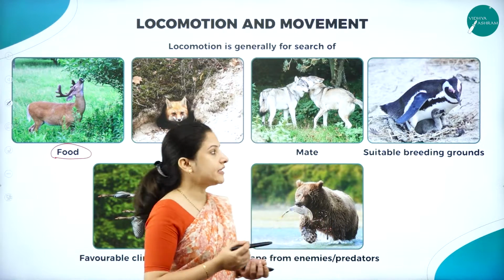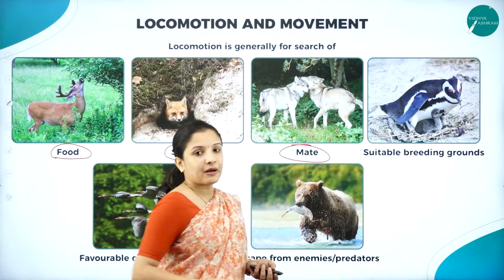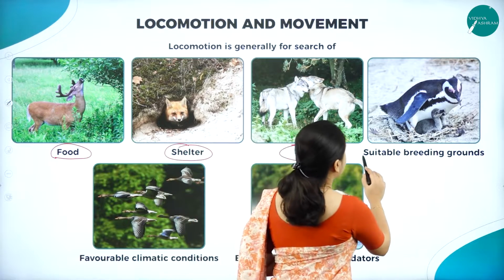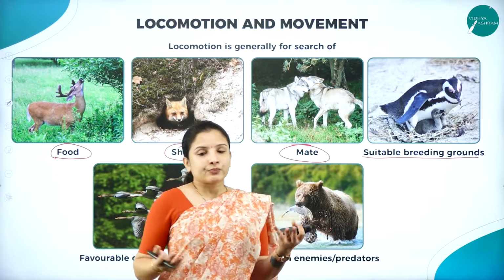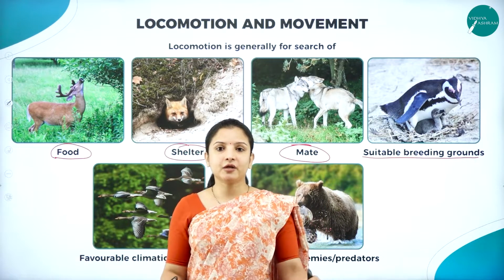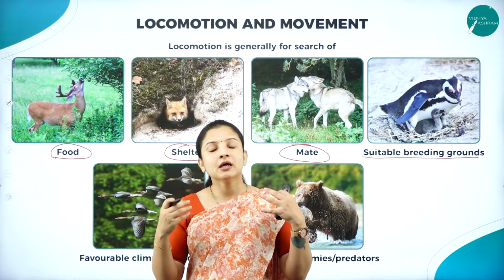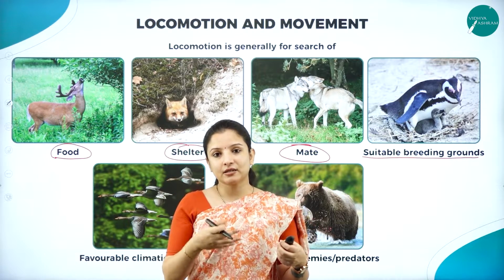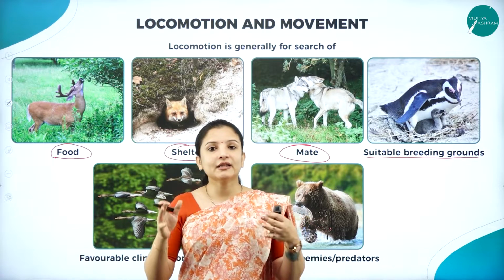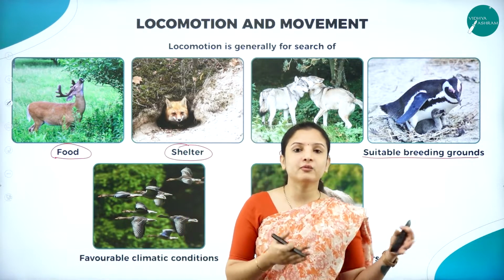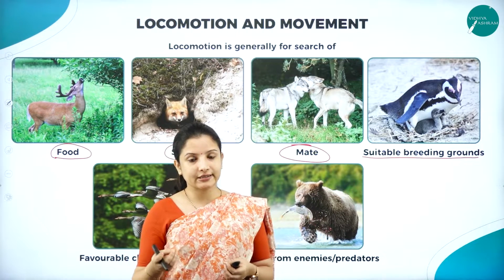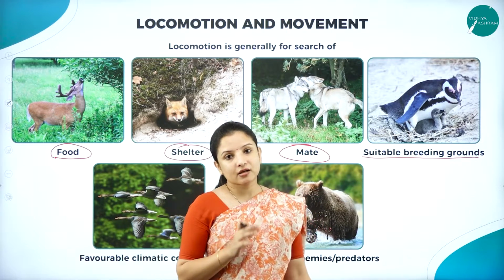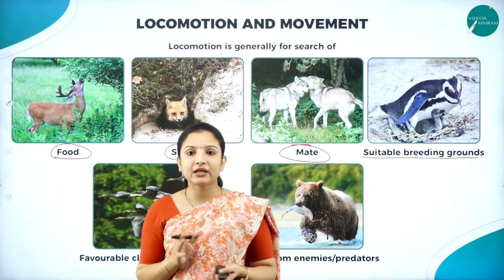Next, talking about finding a mate, that is, to find a partner so that they can reproduce, locomotion is very, very important. And next, for finding suitable breeding grounds. An animal cannot stay in one particular place and think that it can breed its young very well. What will happen? The predators will come and those young ones will fall prey to them. So they have to move from one place to another in search of a good shelter which is away from the predators. So to find suitable breeding grounds also, locomotion is very, very important.